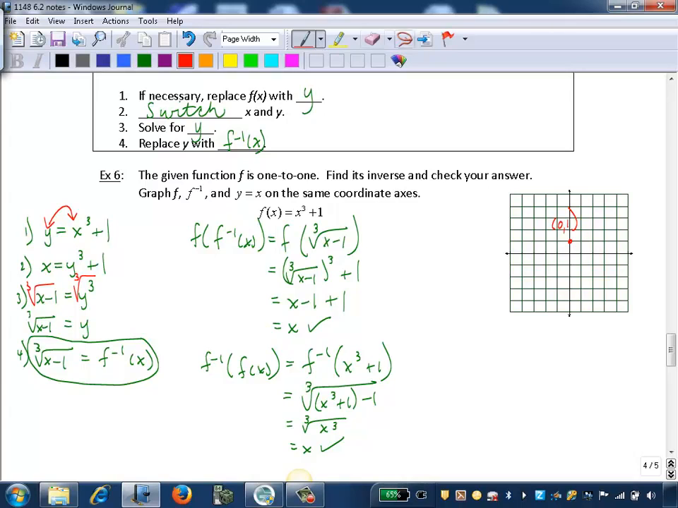We know another key point on the parent function x cubed would be 1, 1. So if I shift that up 1, that will give me 1, 2. And we know another key point on a parent x cubed graph would be negative 1, negative 1. So if I shift that up 1, that's going to give me negative 1, 0. So I'll connect using that increasing snake shape that we know.